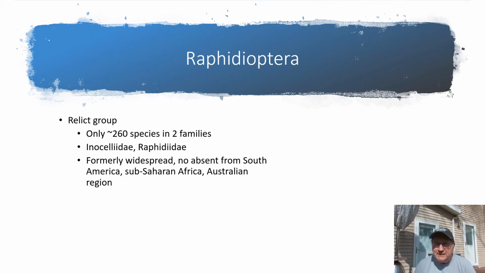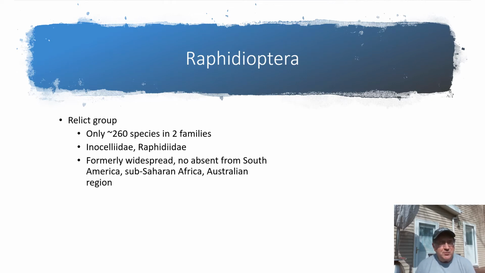There might be a few that poke their heads up, a few new species that appear from time to time, but generally this is the most completely known of the holometabolous orders, in part because there's so few species. The 2 families are the Inocelliidae and the Raphidiidae, which I'll show you pictures of in just a second.